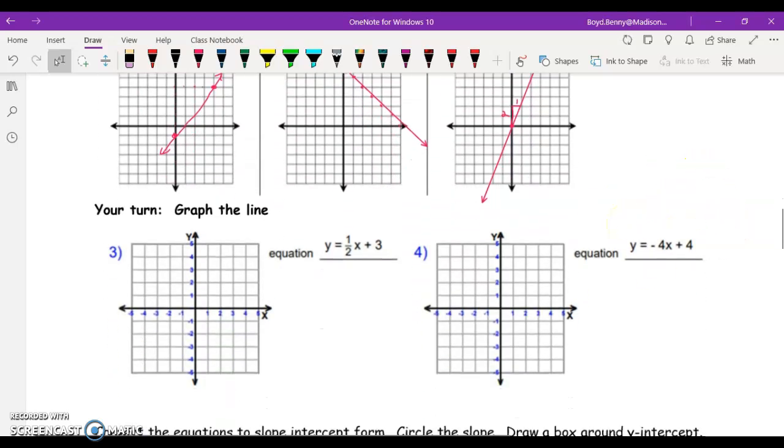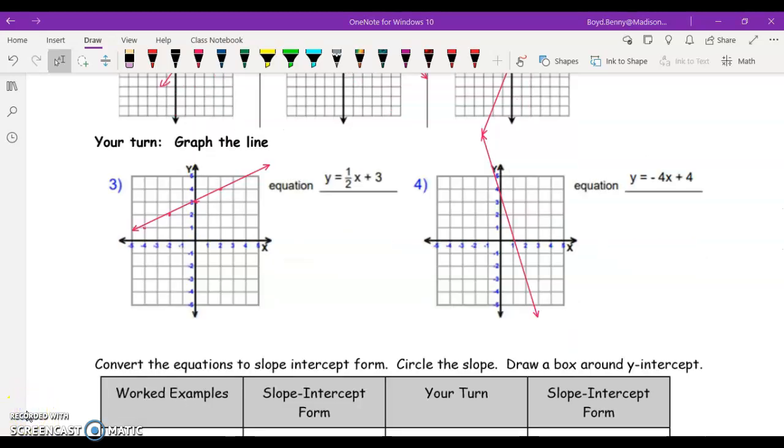All right, guys, why don't you go ahead and pause the video and try the your turn problems. All right, guys, compare your lines with mine. See how you did.